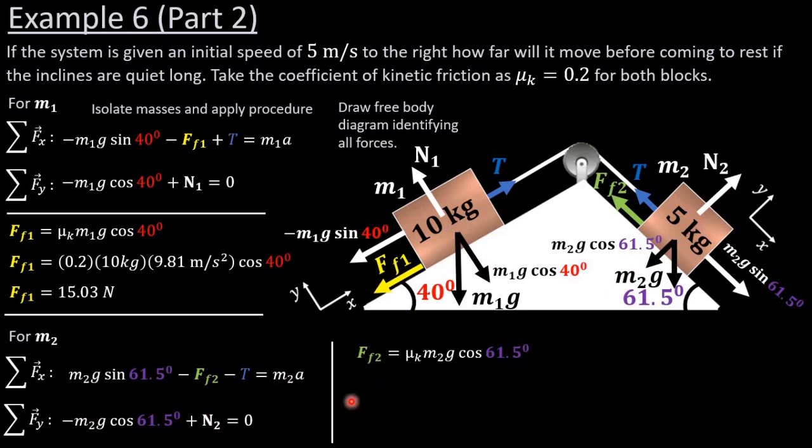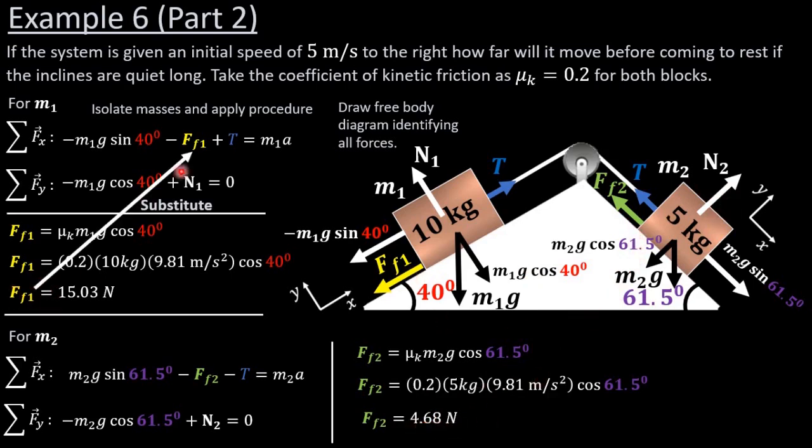So find the force of kinetic friction again, which is going to be the coefficient of kinetic friction, which was 0.2, times m2, which was 5 kilograms, times g, which I know, times cos of 61.5 degrees. Substitute those numbers in, and I get the force of kinetic friction between this block, mass 2, and the incline as 4.68 newtons. So if I substitute this force into here, and then substitute F sub F2 into here, I can then find the acceleration.